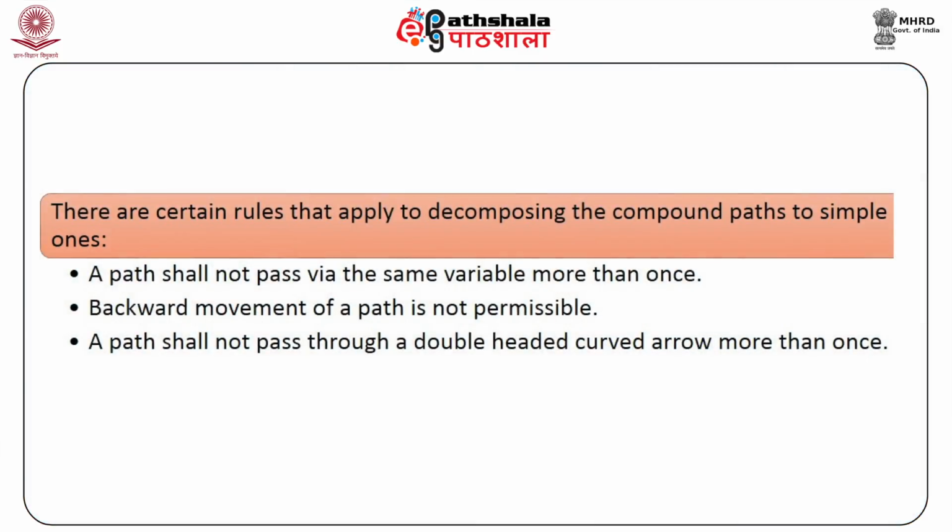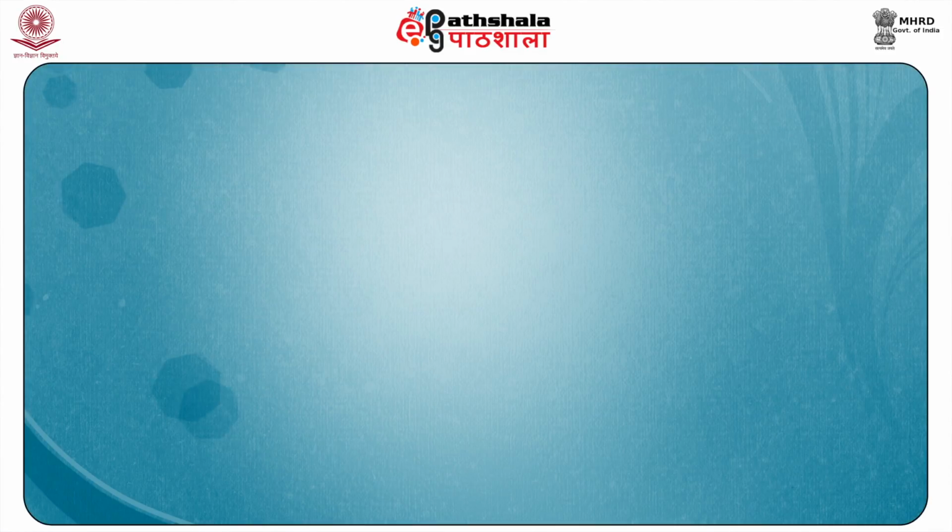There are certain rules that apply to decomposing the compound paths into simple ones. They are: a path shall not pass via the same variable more than once, backward movement of a path is not possible, and a path shall not pass through a double-headed curved arrow more than once. Of course, interpreting and applying path analysis is a tricky proposition, and it needs thorough understanding and conceptual clarity. There is no easy way around, but the researcher's ingenuity and intellect always help.